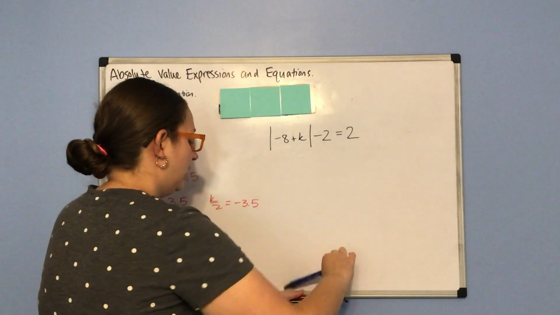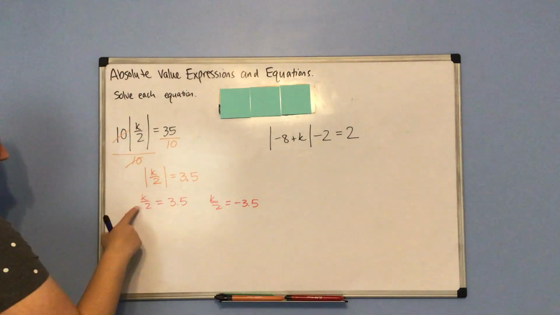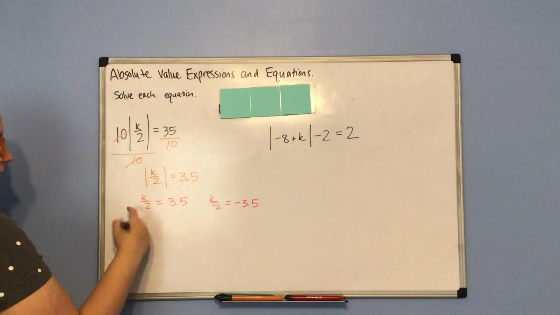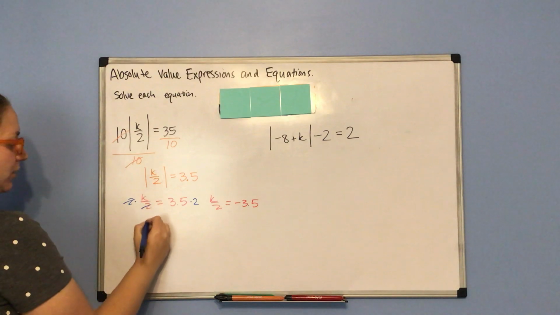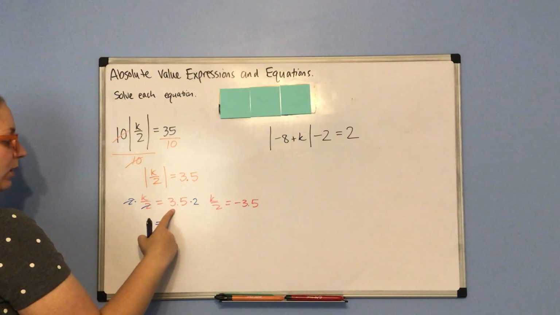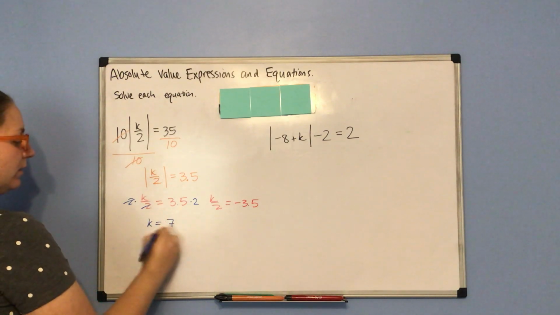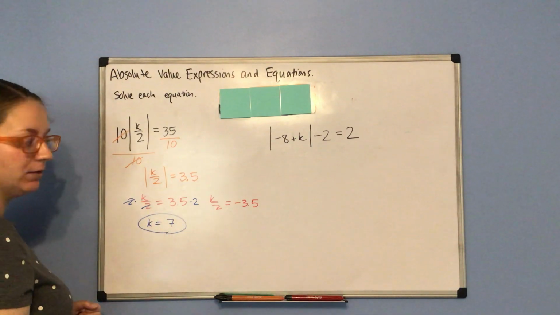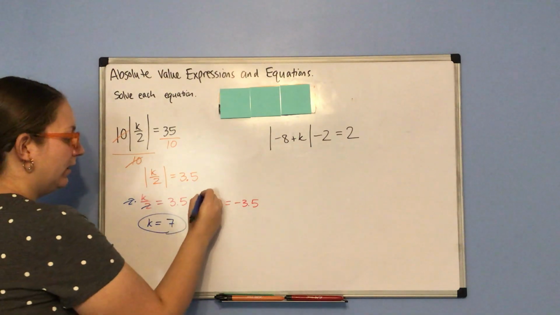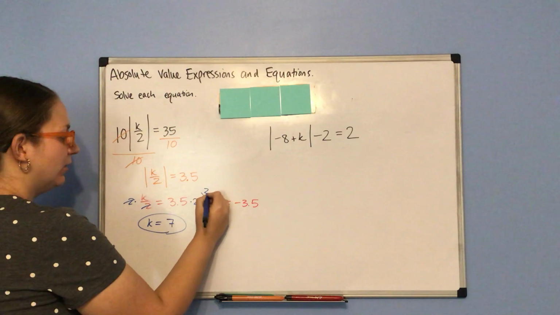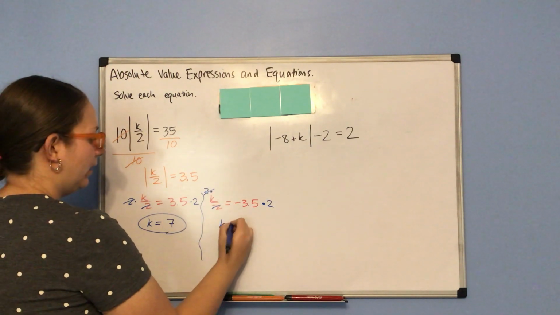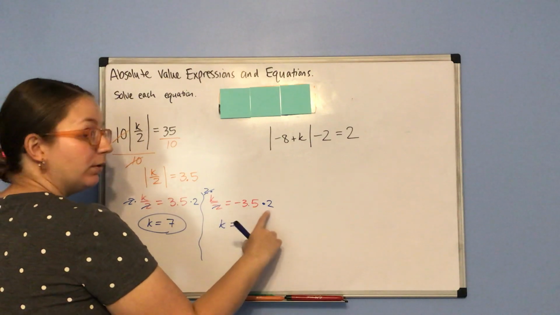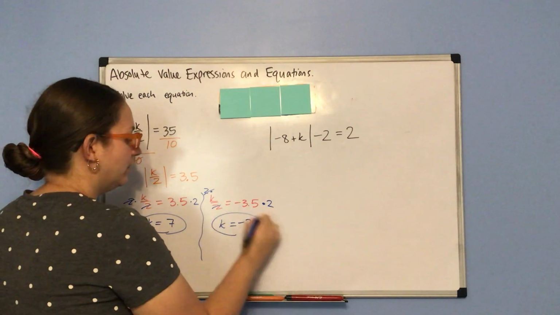To finish this off, we just need to solve what we're left with. I need to undo dividing by 2, so I'm going to multiply by 2. I get just k, which is what I want. 3.5 times 2 is 7. So one of my solutions is 7. Now I solve the other one. I need to multiply by 2. I get k equals negative 3.5 times 2, which is negative 7.